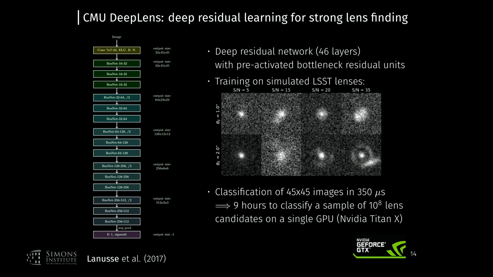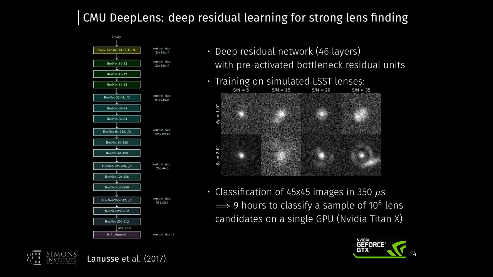And basically, this code achieves really remarkable performance. It can classify in 9 hours a sample of 100 million lens candidates. And so already, in just a few hours, we're starting to approach that tens of billions of objects number that LSST is expected to find over the entire 10-year duration of its survey. And that's on just one card, one single GPU.